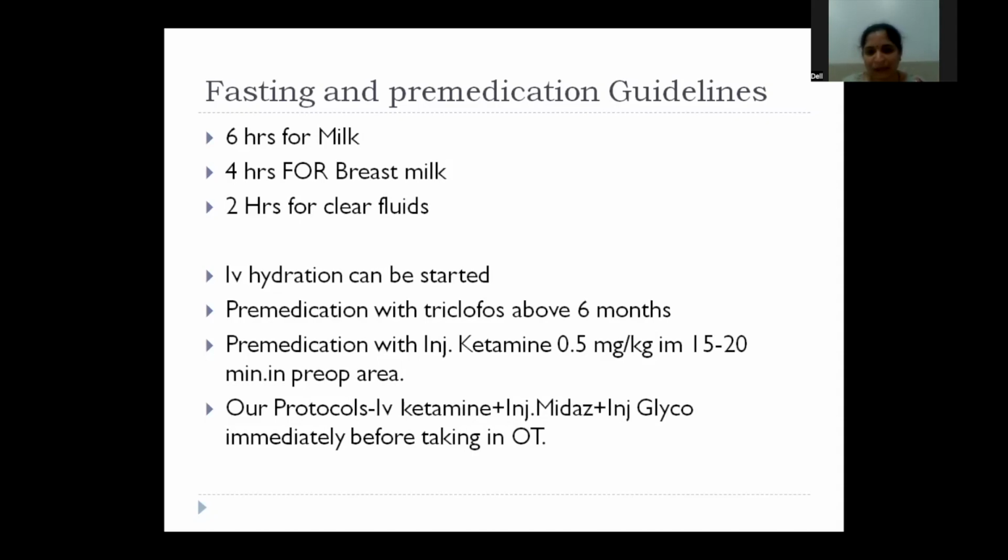You can give pre-medication with pedicloryl in the ward itself, or you can give injection ketamine, IM or IV, depending on the presence of an IV line or not. Our protocol, we secure an IV line the day prior to the surgery, and we give ketamine, midazolam, glyco immediately before taking the patient into the OT. But the care, when we give these ketamine or sedatives, we have to see that the patient is not hypoventilating because of these drugs. So just be careful when we are giving these drugs, IV or IM.